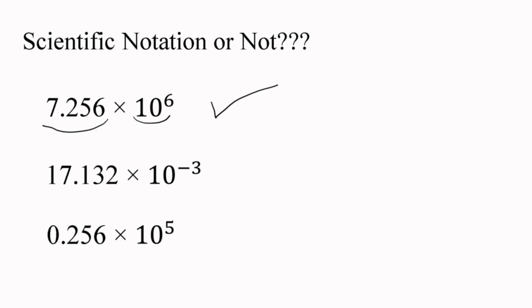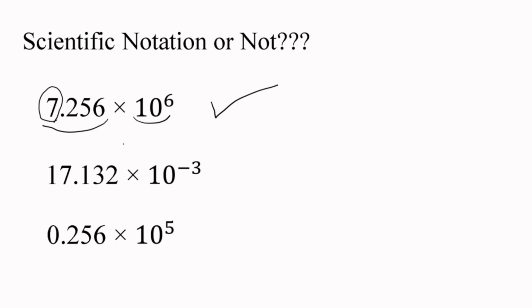Let me tell you a shortcut. After checking the factor which is 10 to the power of something, which is really easy, you can specify that by looking at the example. If you see only one digit before the decimal, and it must not be 0, it means it is scientific notation. If you don't see it, it means it is not scientific notation.